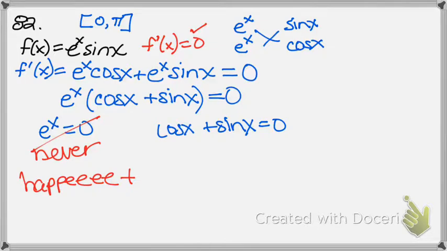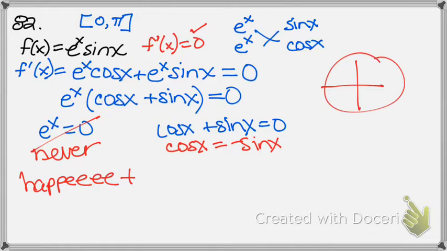Okay? Now this one is kind of intuitive. Move one of these to the other side. When does cosine equal negative sine? It doesn't mean that sine has to be negative. What this means is they are opposites. One of them's positive, one of them's negative, but it's not necessarily that cosine is positive. So now you look at your unit circle. Where on my unit circle do I have the same values for sine and cosine, but they're opposites of each other?